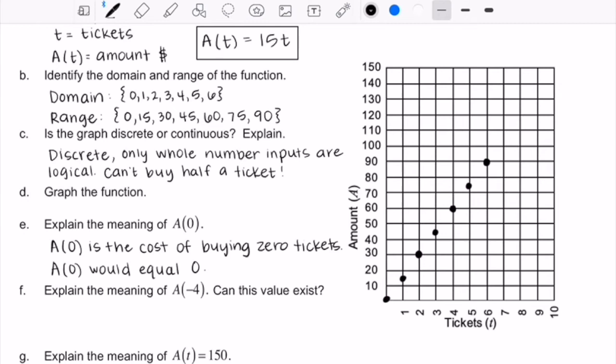The next couple of questions have us answering questions about the function notation. So explain the meaning of A of 0. A of 0 would be the cost of buying 0 tickets. You can tell by looking at the graph, if you bought 0 tickets, you would spend $0. So the value of A of 0 would equal 0 in this problem.